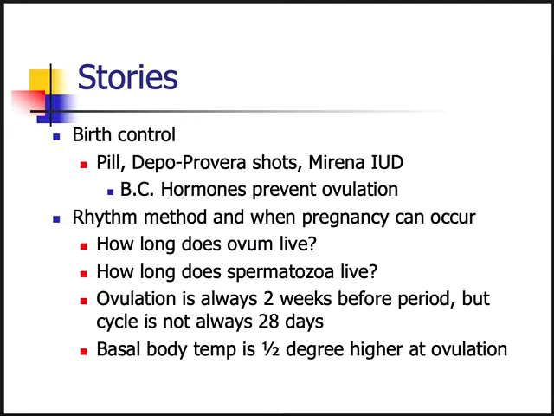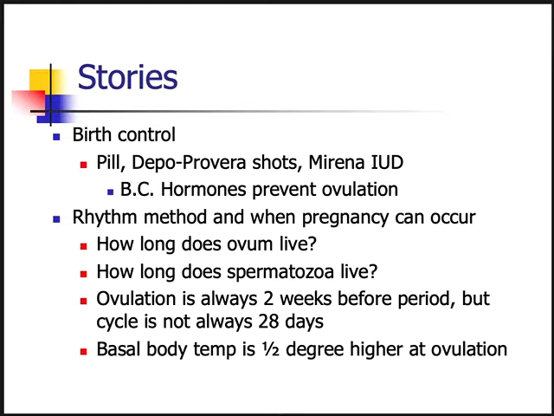Okay, so how long does an ovum live, or really secondary oocyte? 24 hours. A spermatozoa can live for 3 days. So if you're not using condoms, then you would need to not have intercourse for 3 days before ovulation, right? And 1 day after. Ovulation is supposed to be 2 weeks before your period, but women don't always have a 28-day cycle. So you would need to really know your cycle.